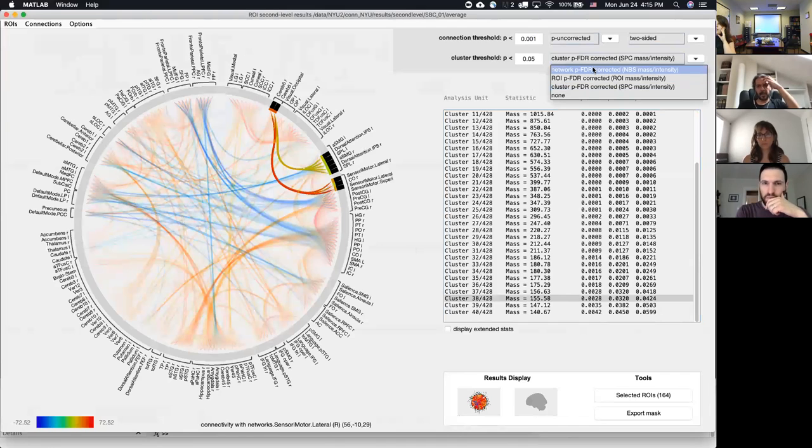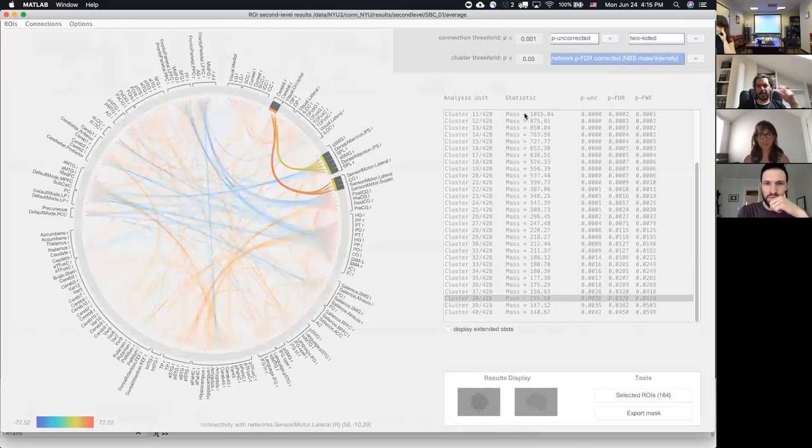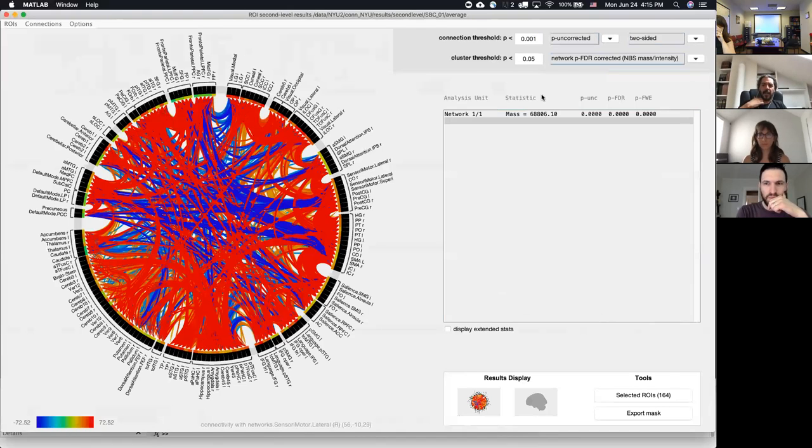And then the last one is another alternative that is also defined by the Zalesky method. Actually, a different paper, which is called network-based statistics. And in this case, I don't like this method particularly much because it tends to give you a network of everything. But basically, this is a way of defining clusters or groups of connections. Let me see if I can make it so it doesn't give you just one single cluster.